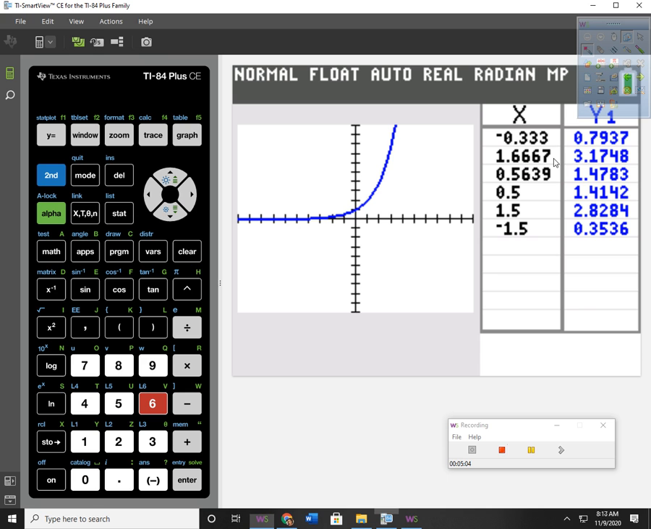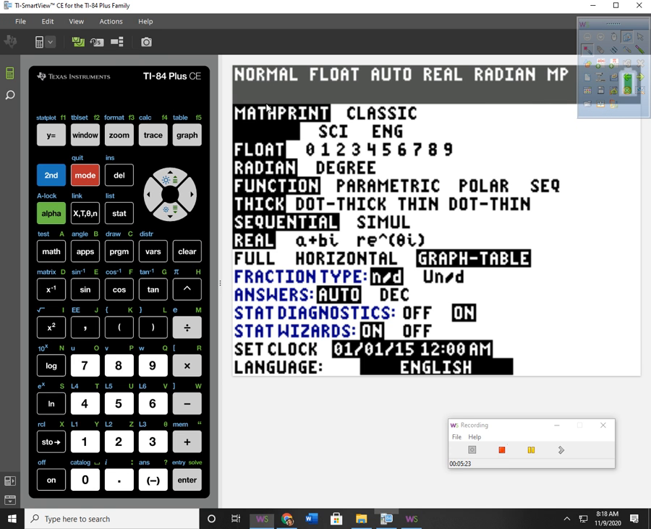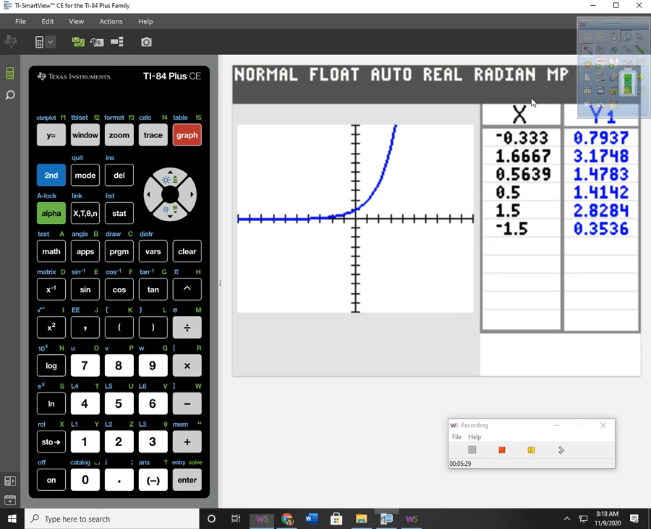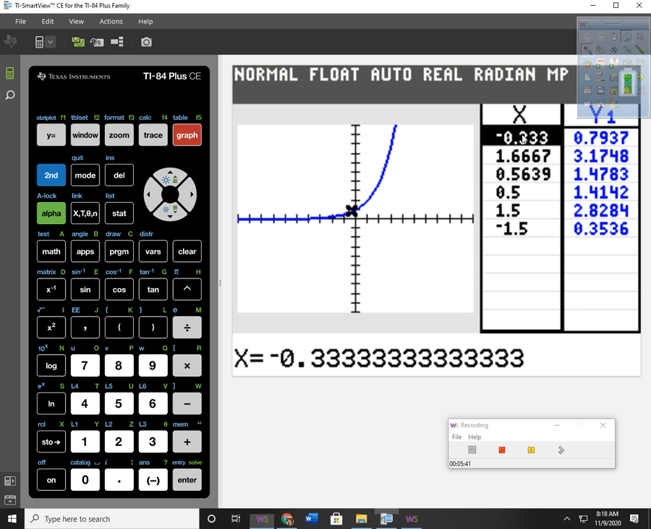Okay? So if you don't have the graph and the table on one thing, you're just going to go to Mode, and then you'll come down here where it says Full Horizontal Graph Table, and you're going to choose Graph Table. That way it puts it side by side. So mine is already set up where I can pick my own values, right? But to access the table, I still have to choose Table. So I'm going to go Second, Table.